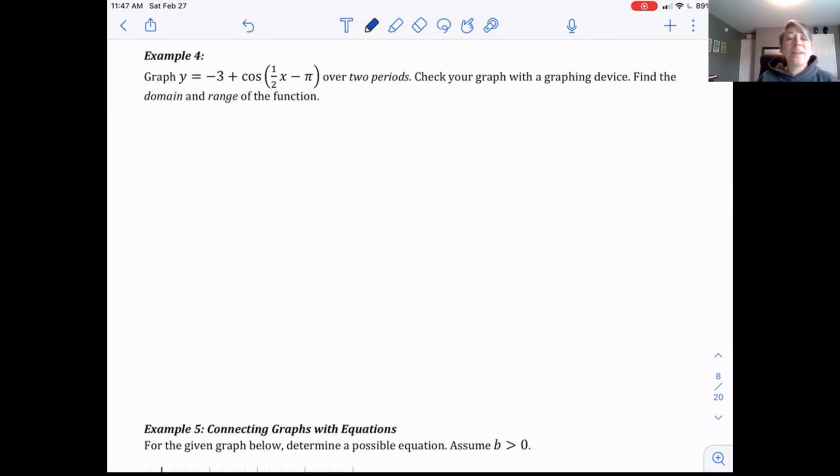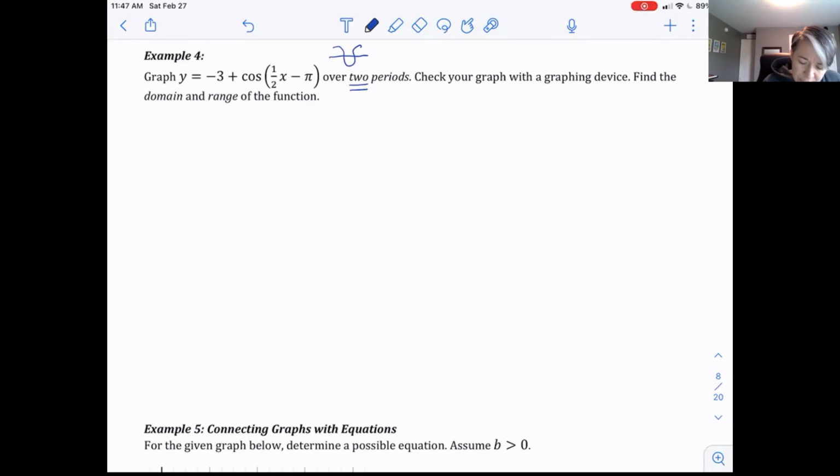So in example 4, we're now dealing with cosine. And remember, our cosine graph looks something more like this, kind of an inverted C. And they want us to graph it over 2 periods. I would always start with 1 period first. Start at the origin, and then you can extend it. So let's figure out what our values are.